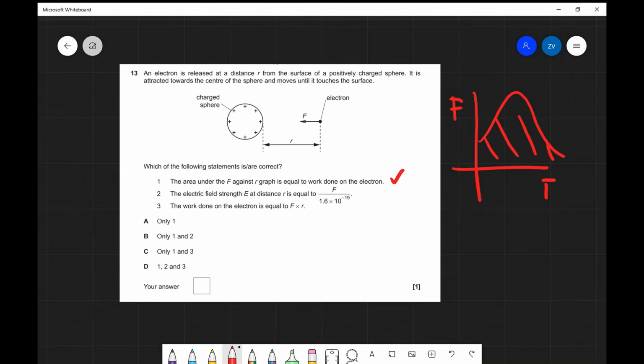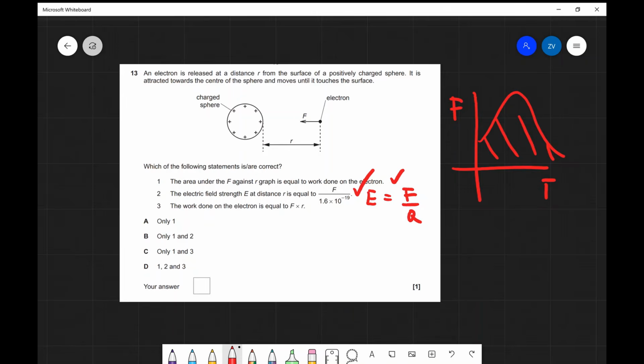The electric field E at a distance r is equal to F over 1.6 times 10 to the power minus 19. Well, in general, electric field is equal to F over Q. In this case, the charge is an electron, so that's a correct statement. 3: the work done on the electron is equal to F times r. Now, that's not the case. It's equal to the area, so 1 and 3 cannot be correct simultaneously.